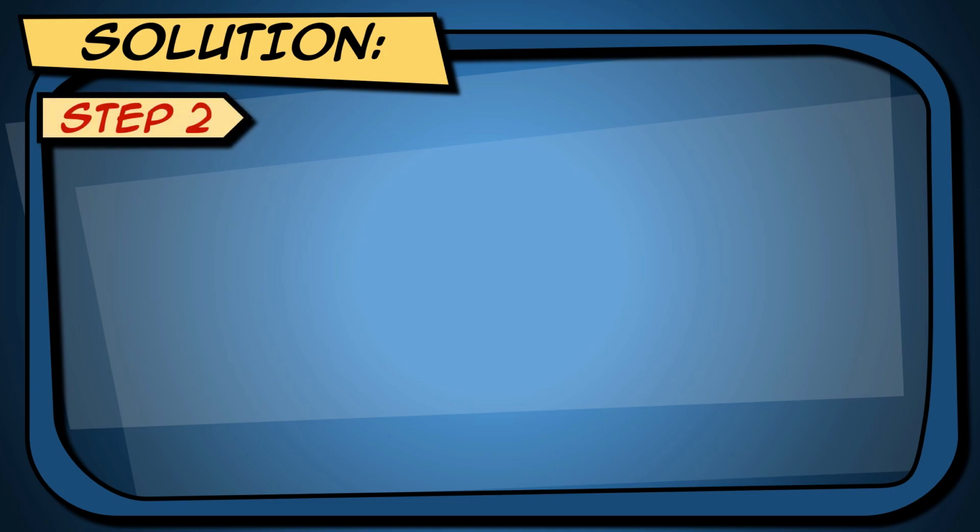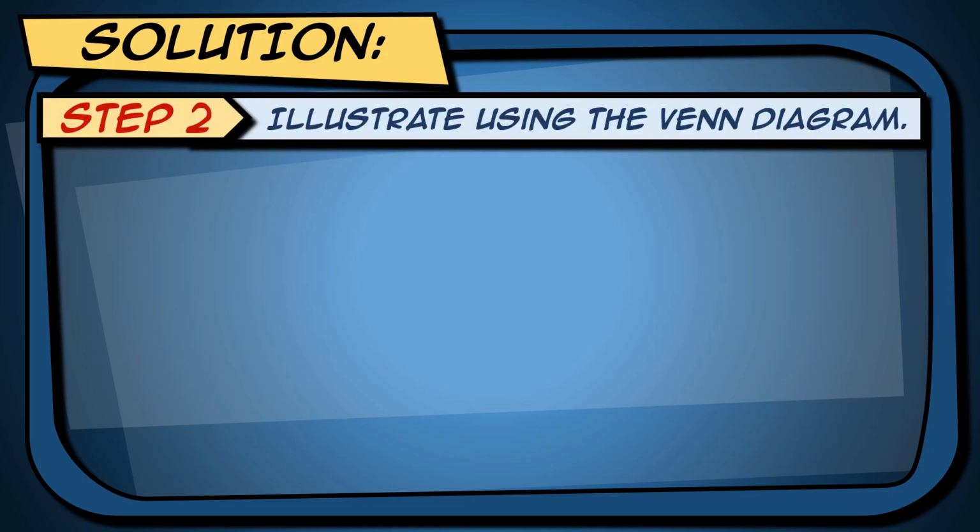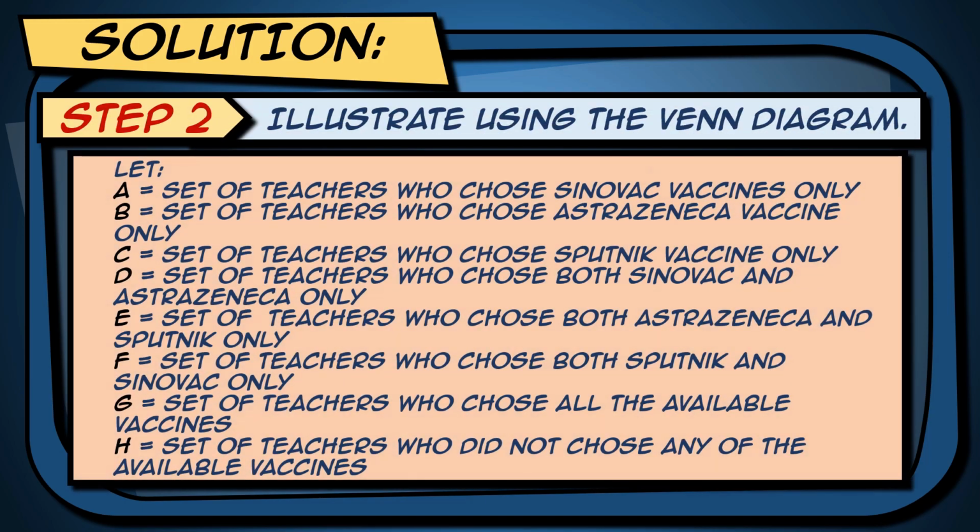And now let's proceed to step number 2, illustrate using the Venn diagram. So let's represent the given set. So let A be the set of teachers who choose Sinovac vaccine only. Letter B, the set of teachers who choose AstraZeneca vaccine only. Letter C, be the set of teachers who choose Sputnik vaccine only.